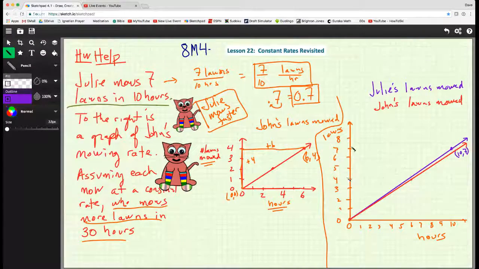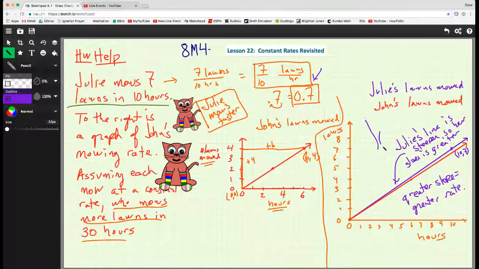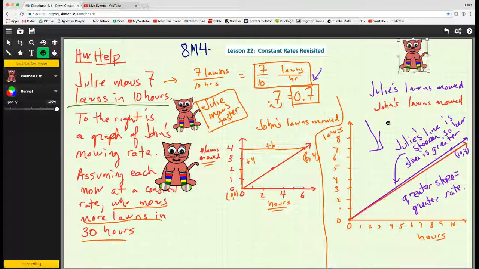So our answer is Julie's line is steeper. So her slope is greater. Let's just say is greater. So greater slope equals greater rate. So that's the second way you could have looked at this problem. Just look at it visually. This is a numeric way of doing it. This is a visual way of doing it. And for those of you who thought of the visual way, happy cat to you.